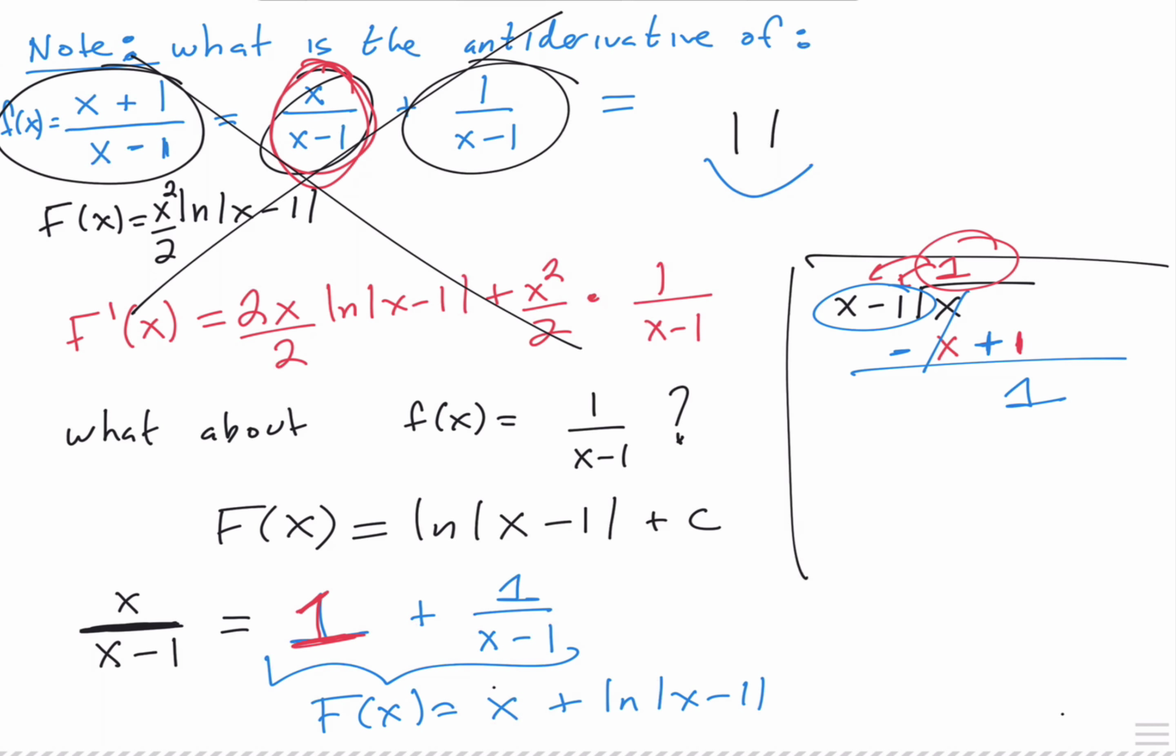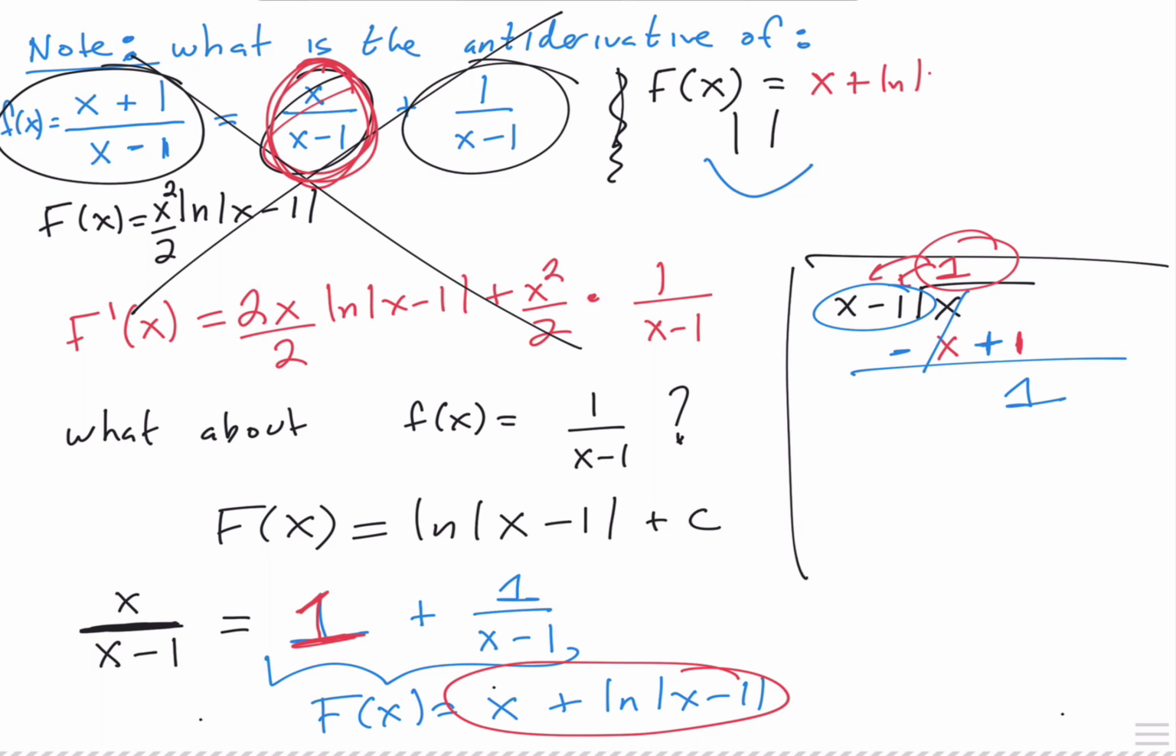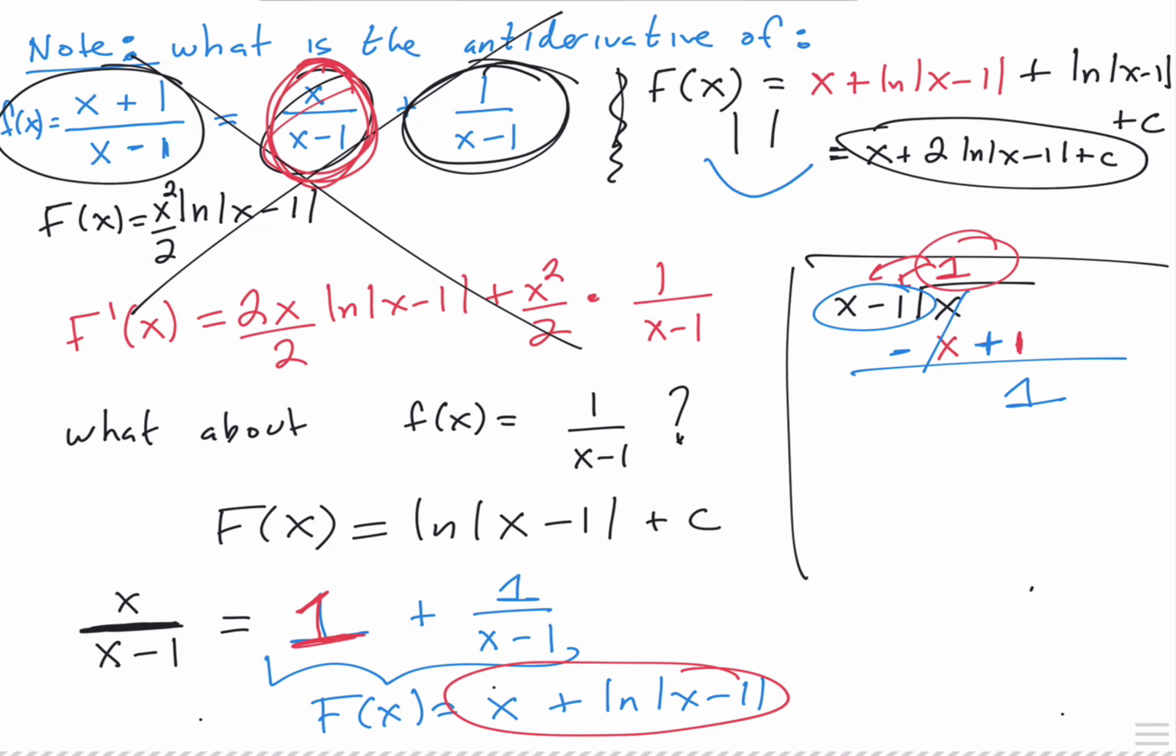So what is the antiderivative in the end of that? The antiderivative of the whole thing would be the antiderivative of this in the red, which we found was x plus ln of x minus 1, and then plus the antiderivative of this guy in the black, which was what? Ln of x minus 1, and then don't forget your plus c. So in the end, this is x plus 2 ln of x minus 1 plus c. All right, so we got a little lucky there. We were able to actually find it.